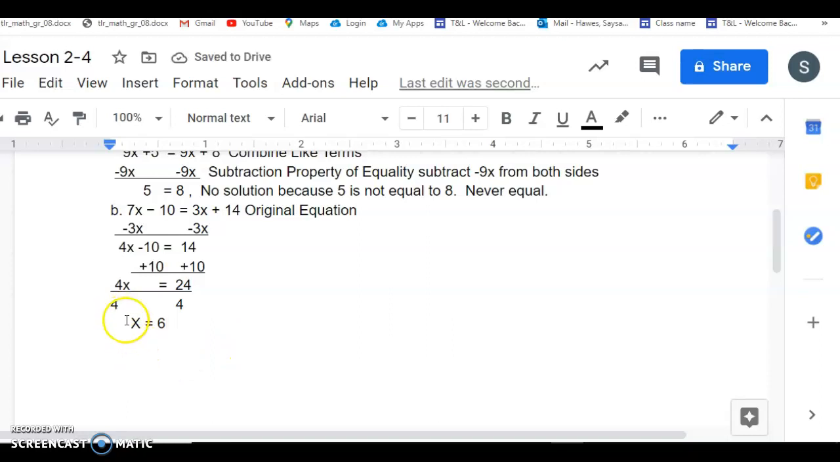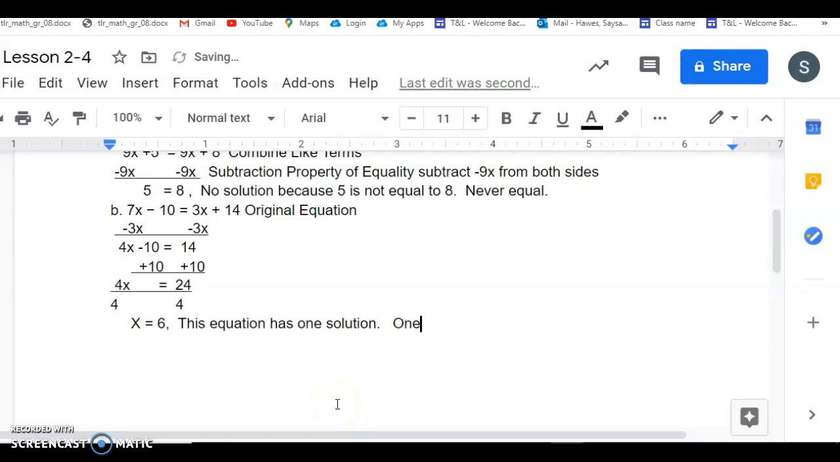So I have on the left side a variable, on the right side a number. So I will say this equation has one solution. Okay, one solution. The reason is because on the left you have x, on the right you have a number, so that's x equals 6. Okay, that means you have one solution.